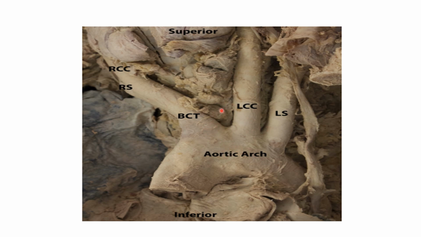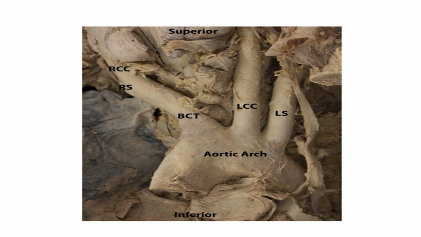Now sometimes, occasionally, an artery supplying the thyroid gland also emerges from the arch of aorta, that is the arteria thyroidea ima artery, right? Occasionally you see the origin of the thyroidea ima artery from the arch of aorta.